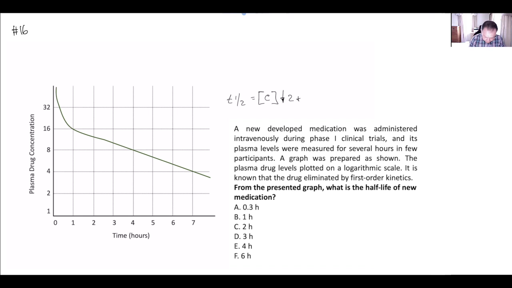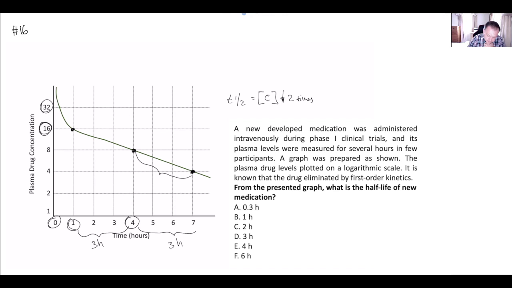Sometimes students answer that half-life is 1 hour based on that, but it's not true, because here you can see 32 drops to 16. It looks like 2 times. After that, have a look. We have from 16 to 8, 2 times, after 3 hours, right? Here we have 3 hours from 1 till 4, and from 8 to 4, we have 3 hours as well. So this confirms that half-life is 3 hours.